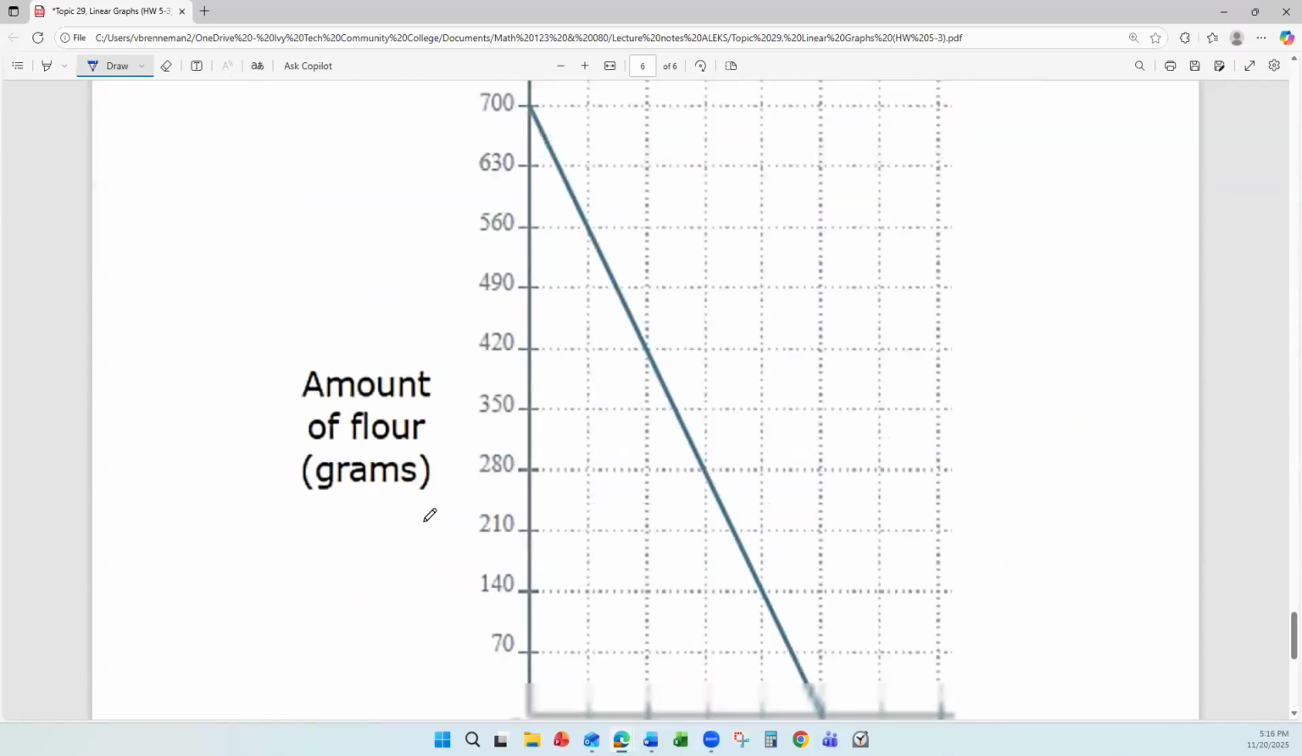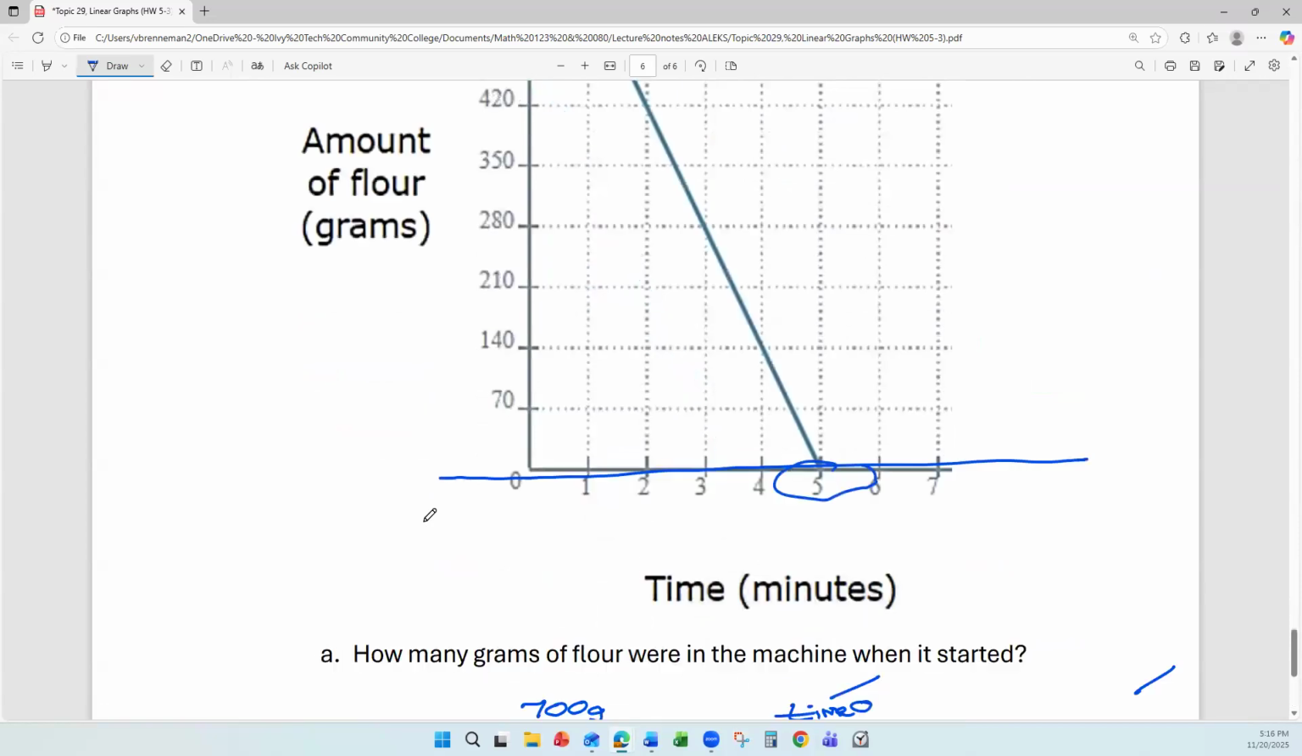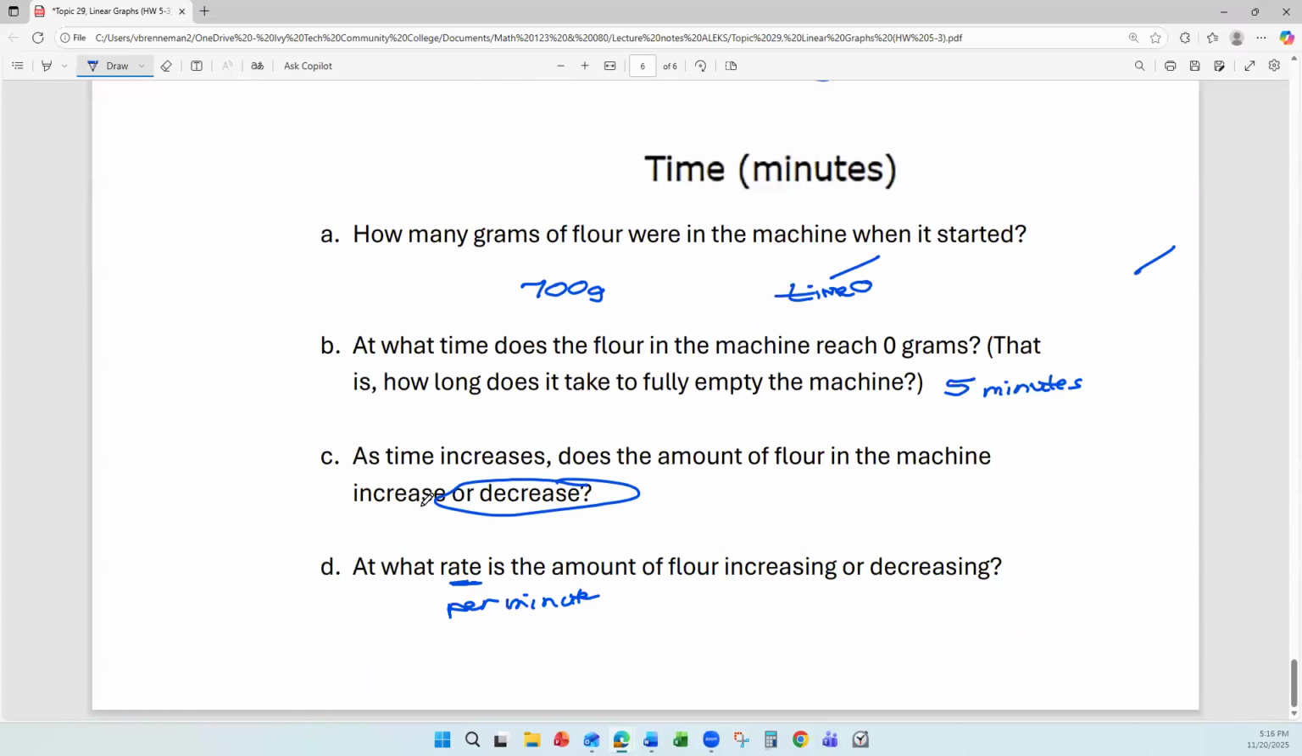So a couple ways you could find that. It did the whole 700 grams in 5 minutes. So you could do that as a starting point, 700 grams in 5 minutes. Simplifies to 140 grams per minute.